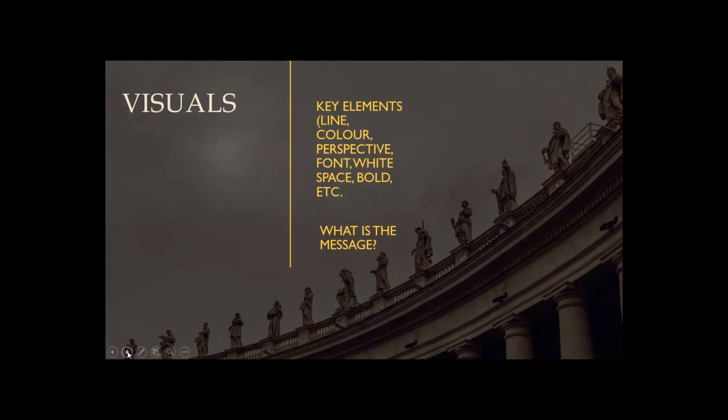The next kind of reading is always a visual. So sometimes it's a photo, sometimes it's an ad, graffiti, painting. It's always something very, very visual. So when you're looking at it, think about the key elements: the line, color, perspective, the font, the white space, bolding. What did the creator try to give you the message of in this visual? And what are the key elements? So those are the 2 questions. What are the key elements of this visual, and what's the main idea, right?